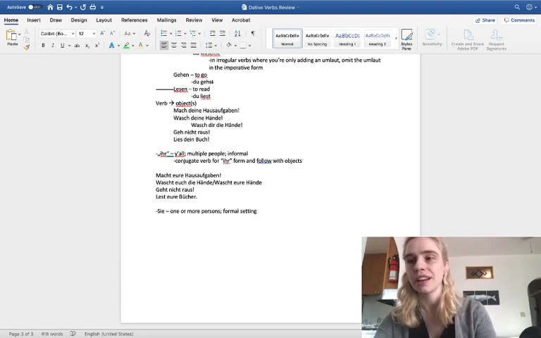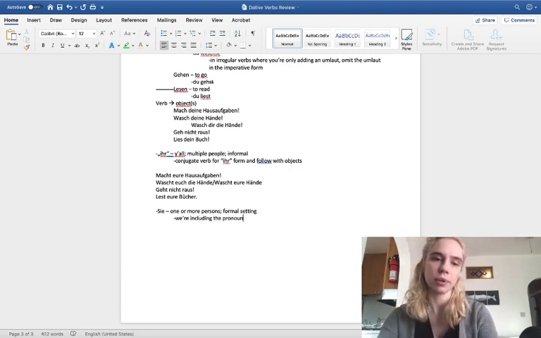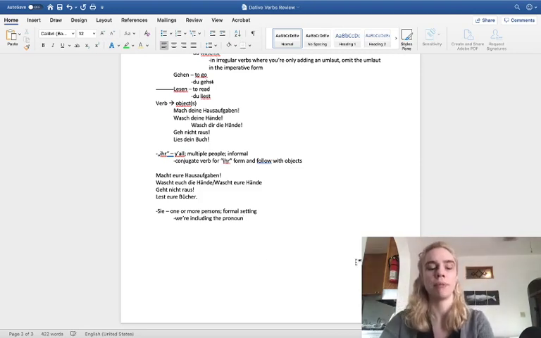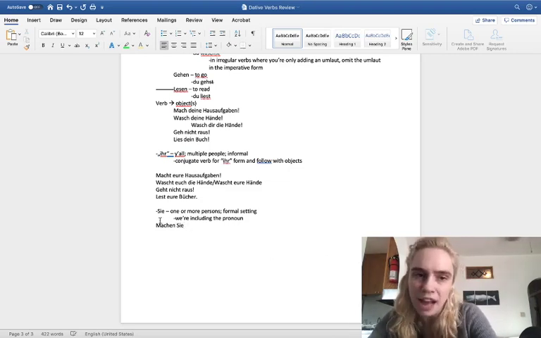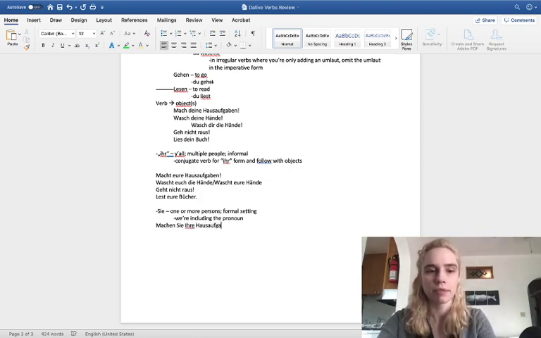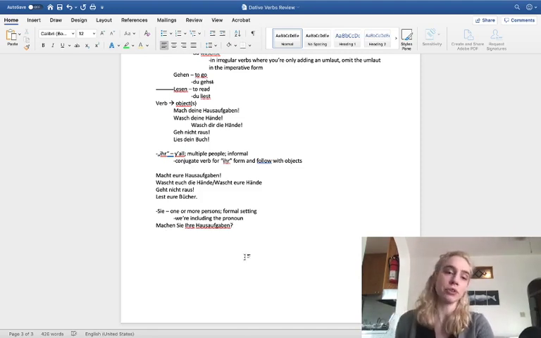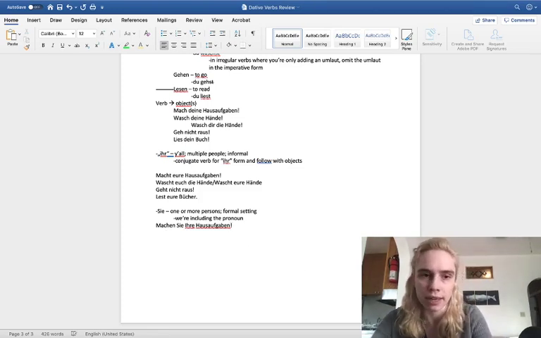And for these, you're just going to conjugate with the Sie form and then add the Sie. So in this one, we're including the pronoun. That's what's distinct from the du form and the ihr form. So we can say machen Sie. So Sie machen, we're just reversing the order. Ihre Hausaufgaben. And this is the same way that we would structure a yes or no question. So like if I changed this to a question mark, machen Sie Ihre Hausaufgaben? Are you doing your homework? But no, we can put a period, we can put an exclamation point, and then it becomes a command.